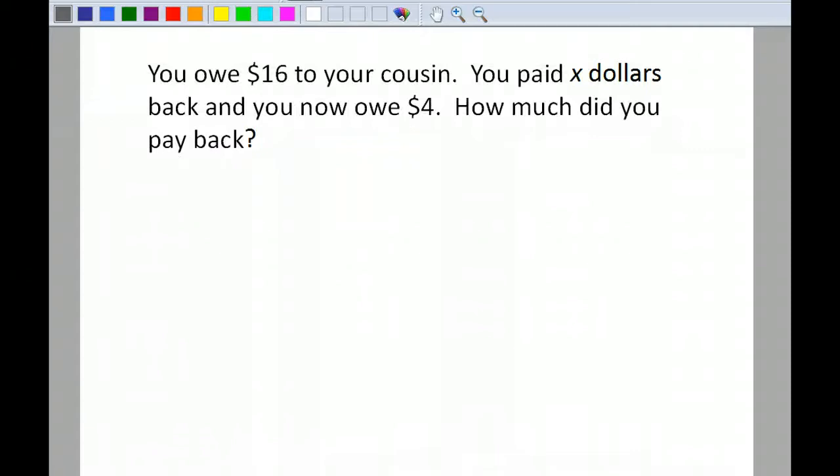Now let's take a look at a word problem. It's going to work exactly the same way, except you're just going to have to come up with the equation. You owe $16 to your cousin. You paid your cousin x dollars back, and now you owe 4. How much did you pay back?